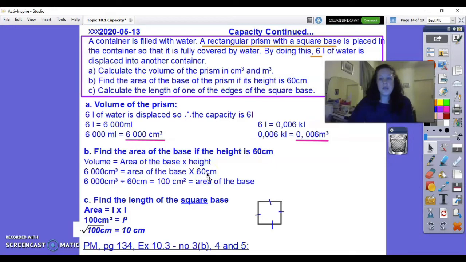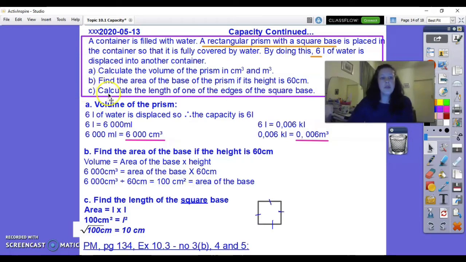So I need to do the inverse operation. Because this is multiplied, I divide. So I divide each side by 60 centimeters. I've got 6,000 centimeters cubed divided by 60 centimeters. I'm left with 100 centimeters squared. That 100 centimeters squared happens to be the area of the base. So if I said length times breadth, it should give me 100 centimeters squared. And because it's a square, all 4 sides need to be equal.